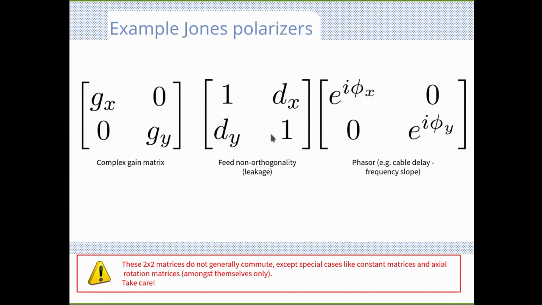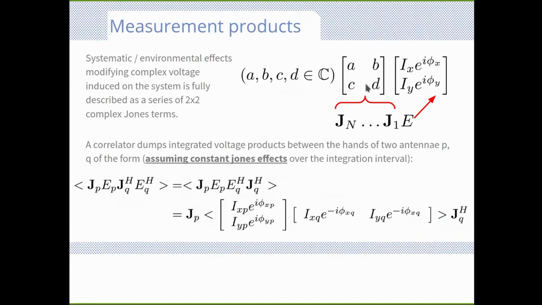All right. So as I said before, we can concatenate this into a chain of matrices, multiply them together, and get another complex 2x2 matrix out that fully describes all the linear effects from different polarizers on our signal that we're measuring on some antenna P. We're just considering one antenna at the moment.